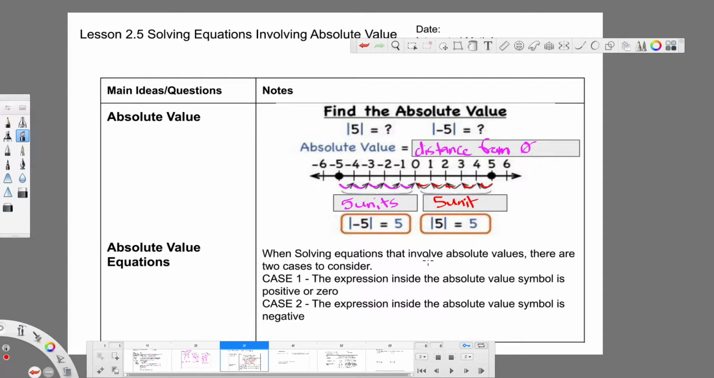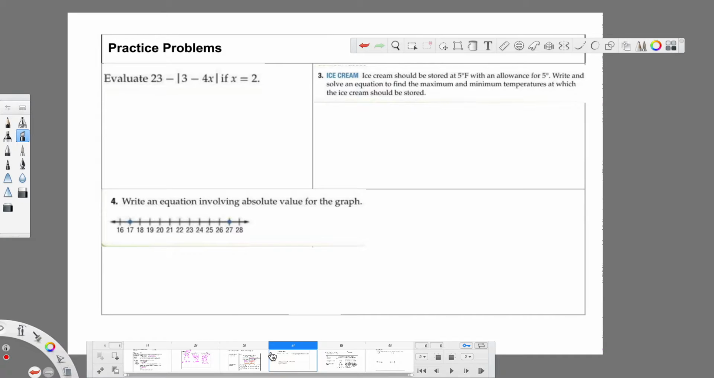When solving equations that involve absolute value, there are 2 cases to consider. We have case number 1, where the expression inside the absolute value symbol is positive or 0, so it's to the right side on the number line. And case number 2 is where the expression inside the absolute value is negative or to the left of the midpoint or 0. So let's go ahead and actually take a look at that. I think that's a little easier to explain if we work out a problem.